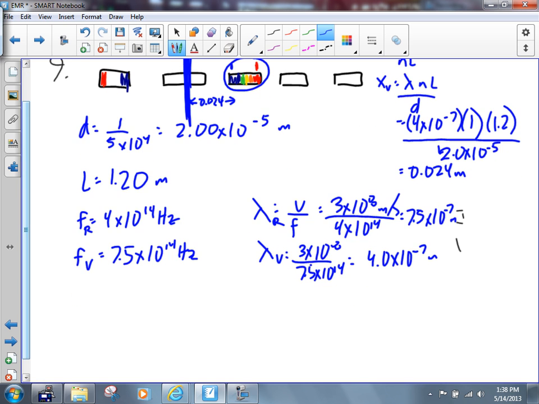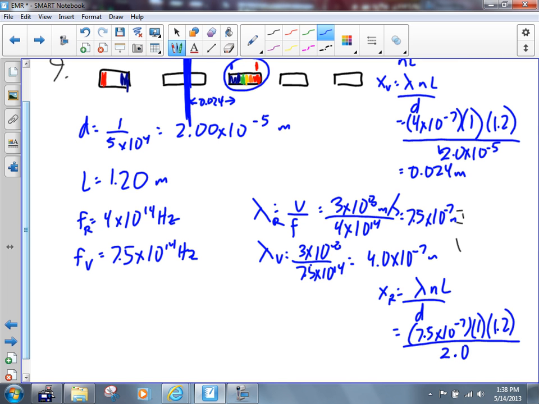Let's find x now for red. It's going to be equal to lambda times n times L over D again. But lambda this time is 7.5 times 10 to the minus 7. N is still 1. L is 1.2 meters. And D, that distance between the slits, is 2.00 times 10 to the minus 5. What do we get for x this time? 0.045 meters. All right, so this distance here now, 0.045 meters to the red side of that maximum.